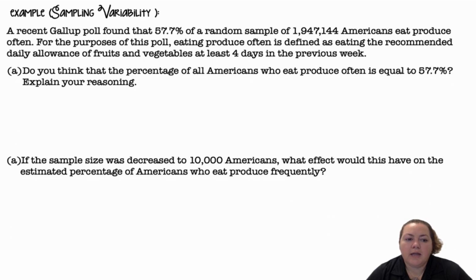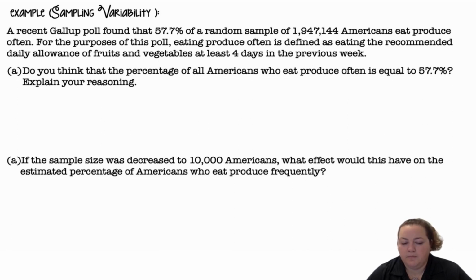All right, an example of sample variability. A recent Gallup poll found that 55.7% of a random sample of 1,947,144 Americans eat produce often. For the purpose of this poll, eating produce often is defined as eating the recommended daily allowance of fruits and vegetables at least 4 days in the previous week. Do you think that the percentage of all Americans who eat produce often is equal to 57.7%?